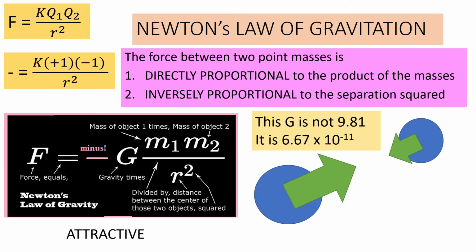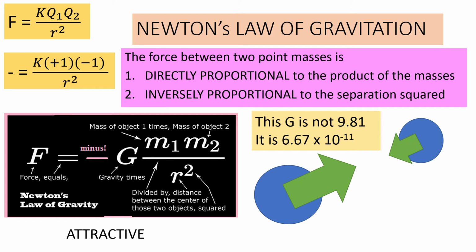Newton's law of gravitation states that the force between two point masses is directly proportional to the product of the masses. So in this case, it's m1 times m2. It is inversely proportional to the separation squared. So let's say you've got two point masses separated by a distance r, then you square that distance. And there's a constant of proportionality. In this case, the constant of proportionality is G, and it is 6.67 times 10 to the minus 11.